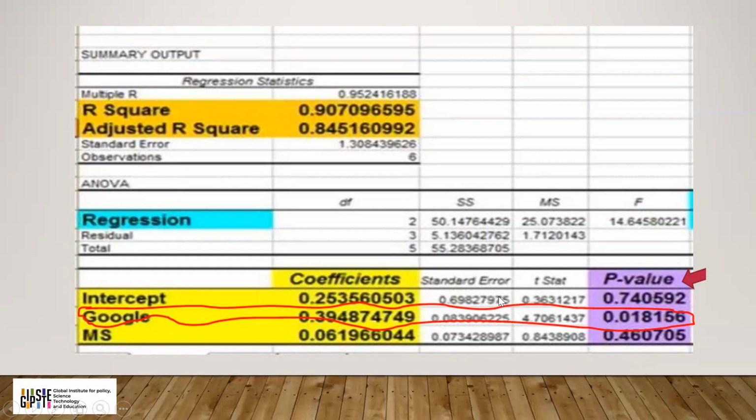Therefore, the only variable that is significant in this regression model, with statistical significance, is Google. So if you have a hypothesis towards Google, you reject the null hypothesis and accept the alternate hypothesis that this particular variable is significant. But if you are looking at Microsoft, it is not significant. It means you fail to reject the hypothesis that is targeting Microsoft, the MS.